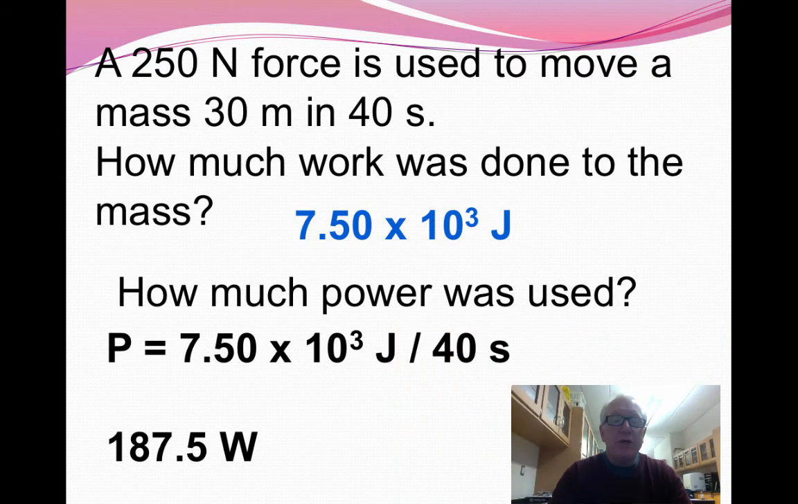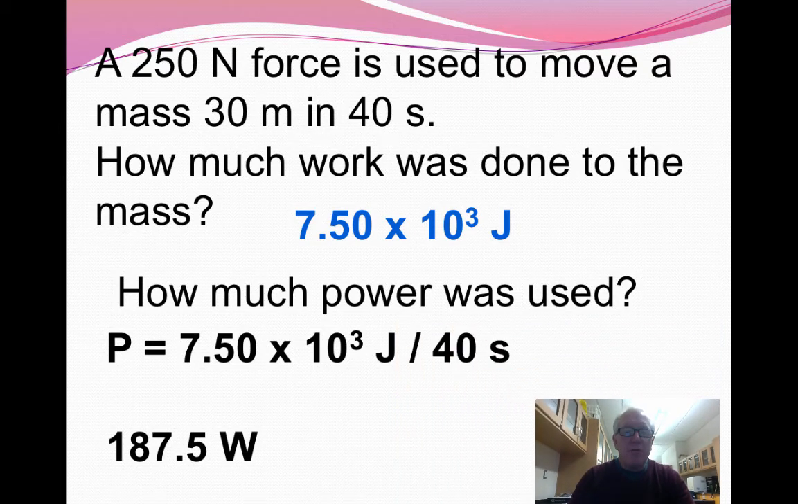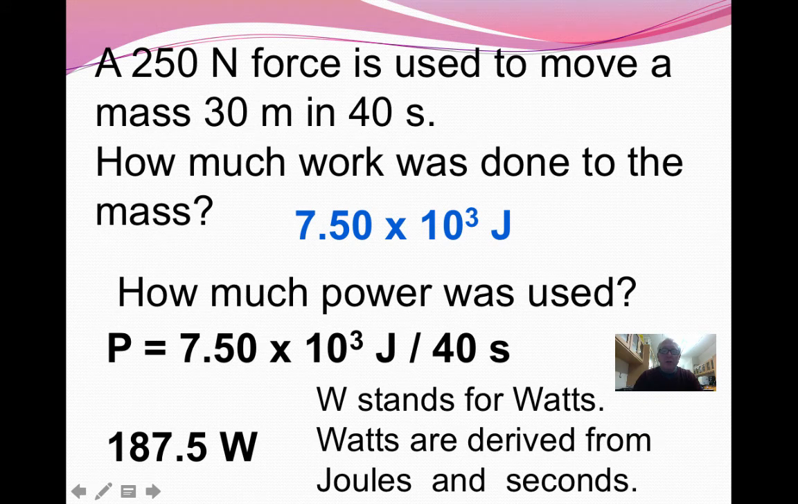And the power is 187.5 W's. What? All right, there's another W showing up. Remember I said it was going to be a little confusing. Well, there is a derived unit for joules divided by seconds, and that derived unit for power is the watt. So the W here stands for watts. Watts are derived from joules and seconds.